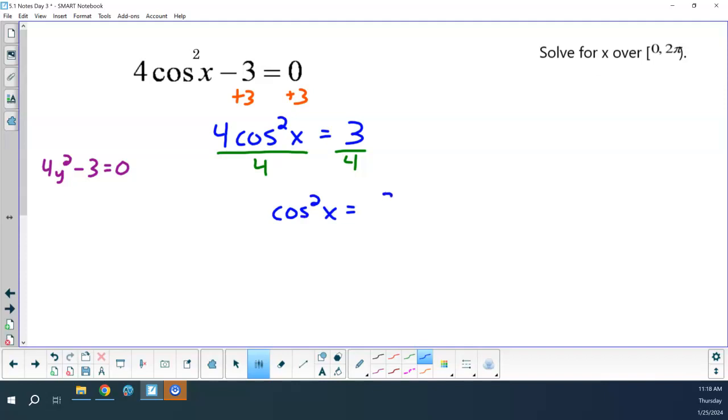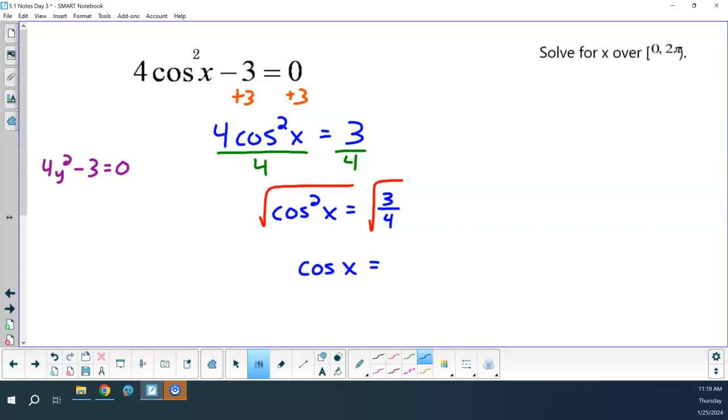I don't know, you tell me. I think we can take the square root. Left side, what do I get? Cosine of x. Now we'll see who was paying attention in the algebra unit from way back at the beginning of the unit. It's what?